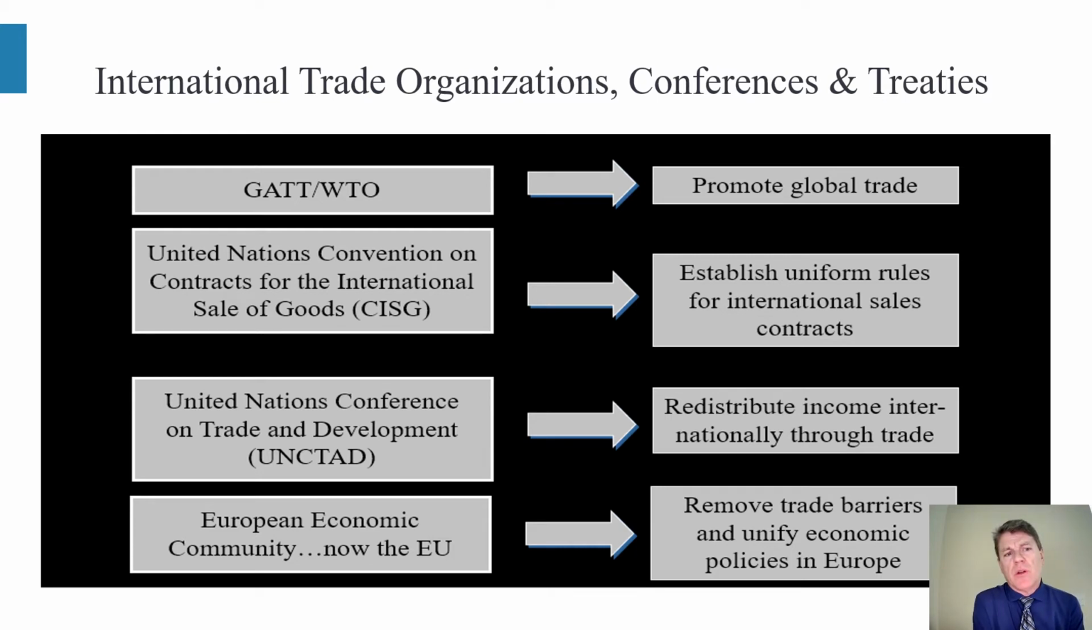So the original organization that was created to advocate and further global trade was GATT. That's the General Agreement on Tariffs and Trade. By the 1990s, that morphed into what is now referred to as the WTO, or the World Trade Organization. And the theory here is that if you're a signatory country to GATT, or now WTO, whatever trade or tariff concessions you give one country, you give to all countries that are signatory to this agreement. And so again, we're promoting and advancing global trade.